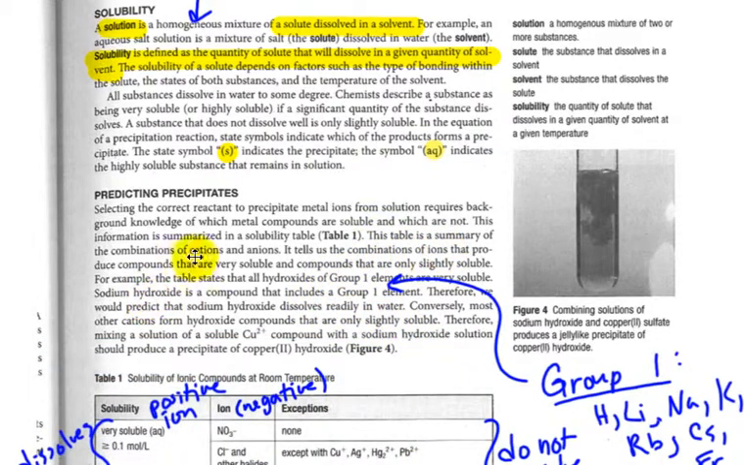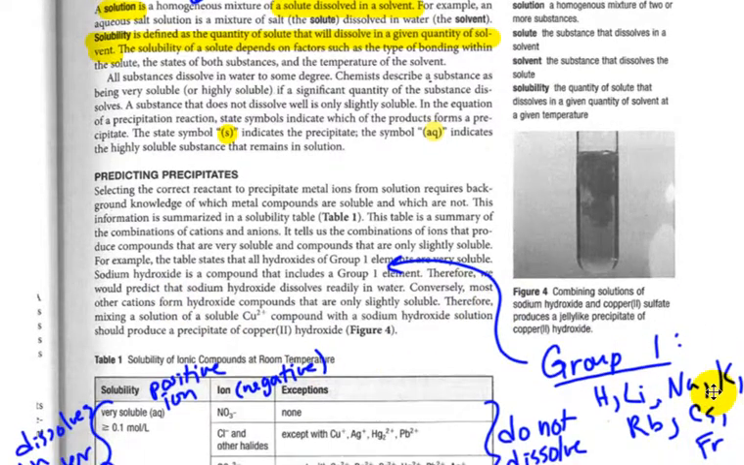This table is a summary of the combinations of cations, or positive ions, and anions, or negative ions. It tells us the combinations of ions that produce compounds that are very soluble and compounds that are only slightly soluble. For example, the table states that all hydroxides of group 1 elements are very soluble. And the group 1 elements, I want you to make this note, they're the ones that are in the far left-hand vertical group of the periodic table: hydrogen, lithium, sodium, potassium, etc.